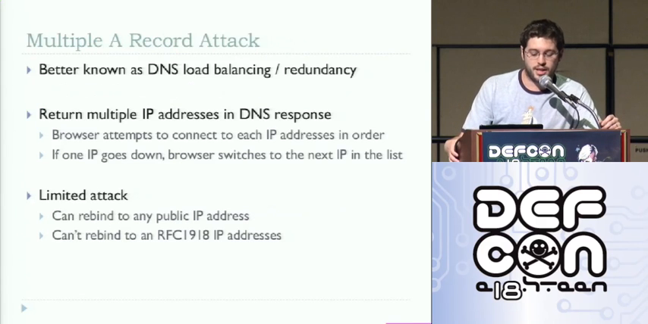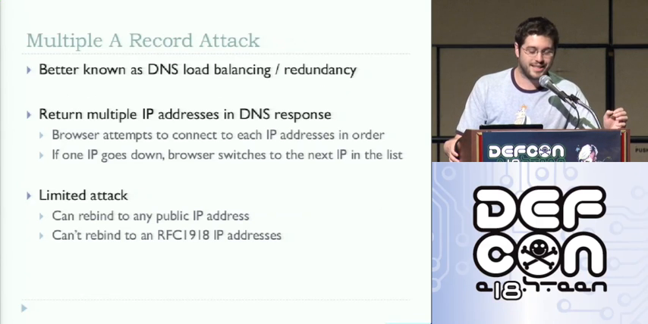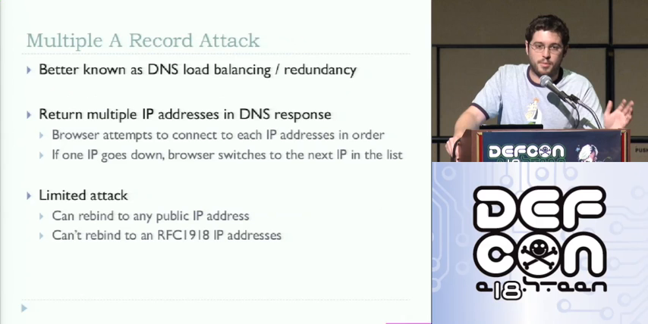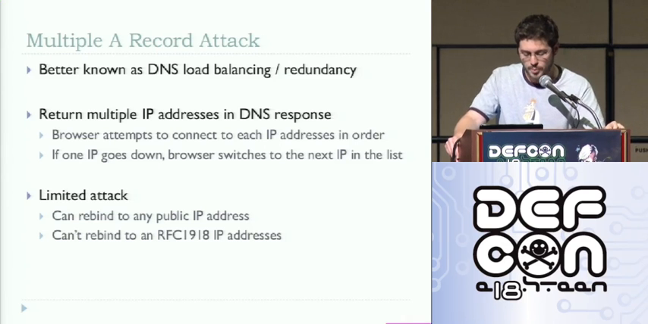So there's a couple ways to do DNS rebinding. The method I'm going to present is my favorite because it's really the slickest of them all, I think. It's better known as DNS load balancing. If we have any DNS admins in here, that's all it is. So if you do a DNS lookup on Google, you don't get one IP address back. You get 5. And the reason is if you're going to Google on one IP and that IP suddenly goes down, your browser can automatically switch to the next IP address. And so it provides redundancy.